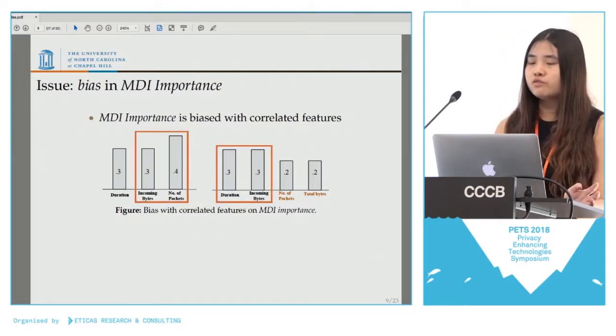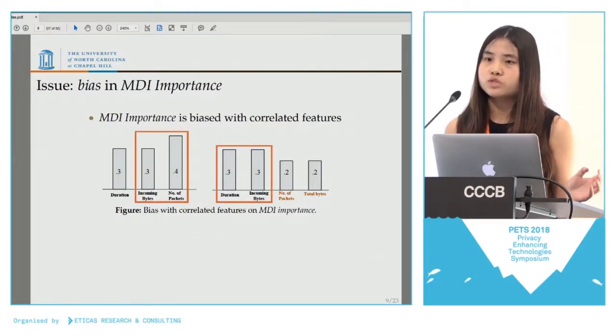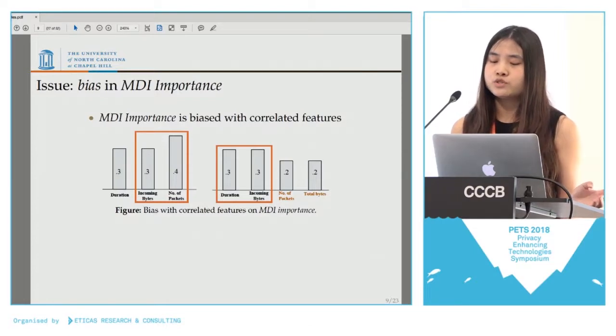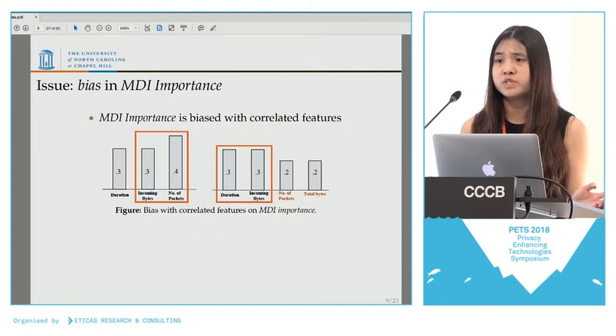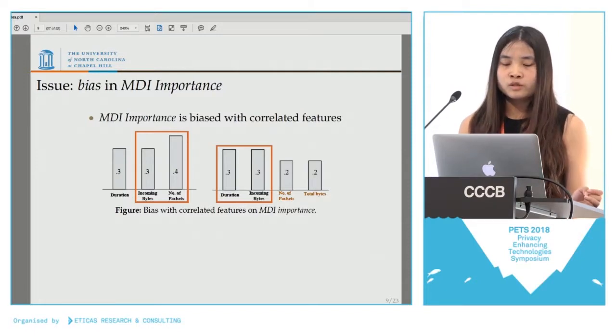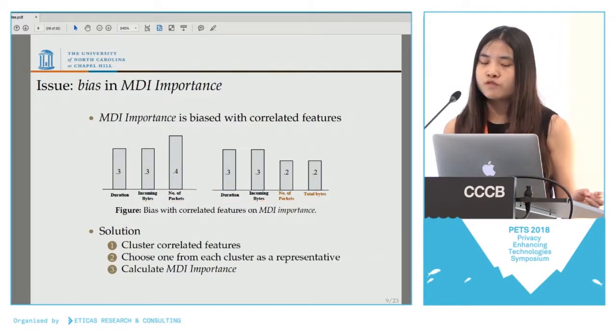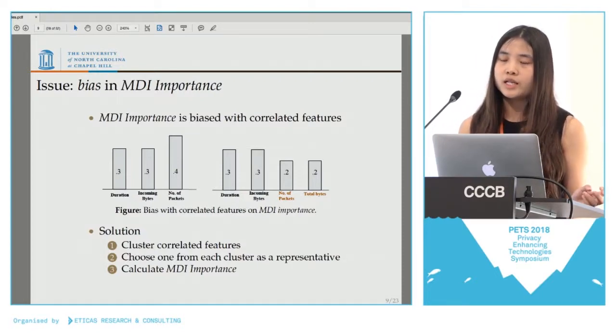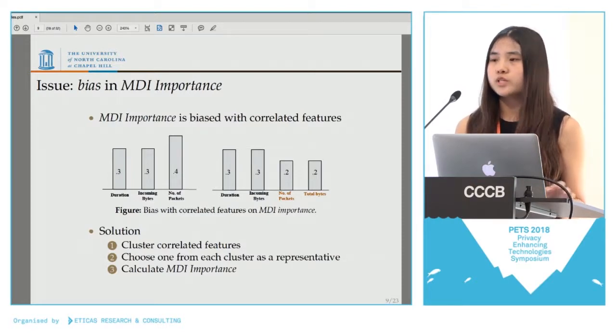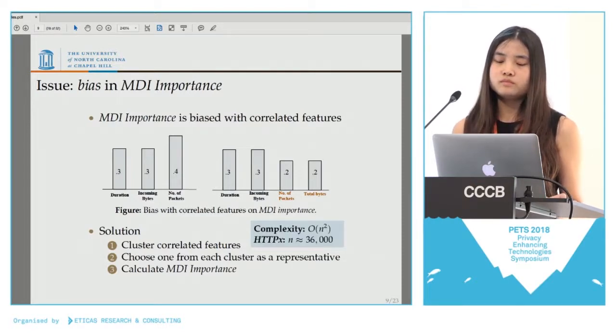So in this case, if we are required to select the two most informative features, we end up with trace duration and incoming bytes instead of number of packets, although it's more informative than the other two. So one possible solution for this problem is to first cluster correlated features and then choose one from each cluster as a representative before we calculate their MDI importance.